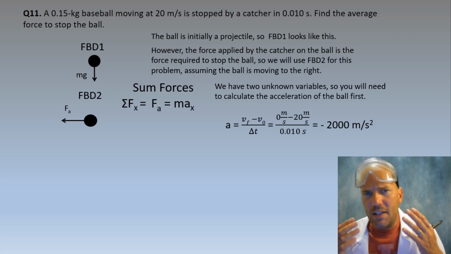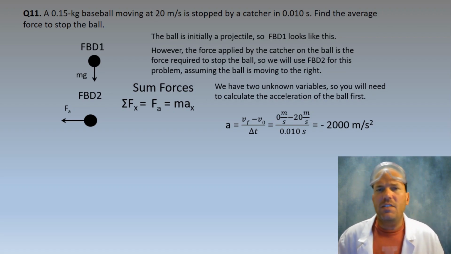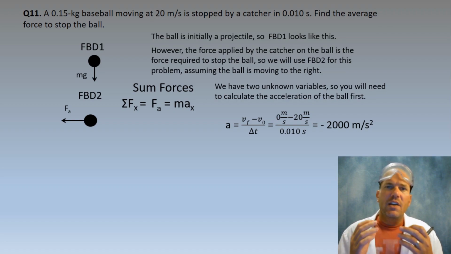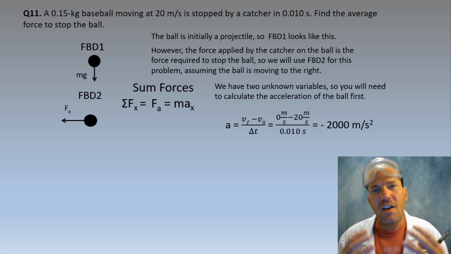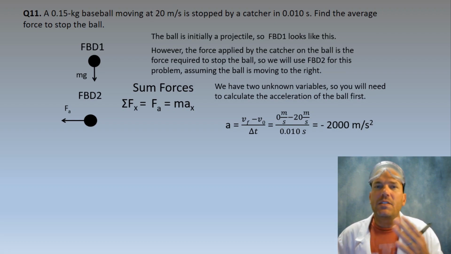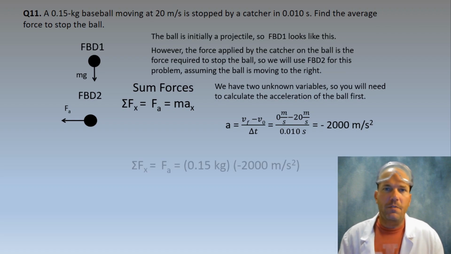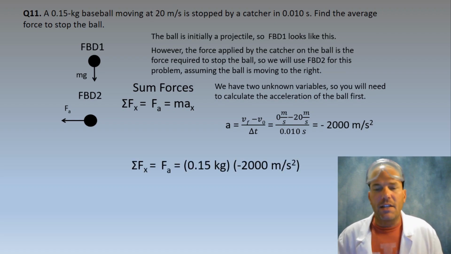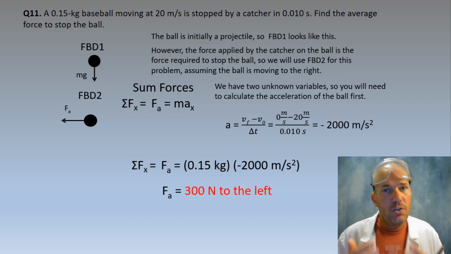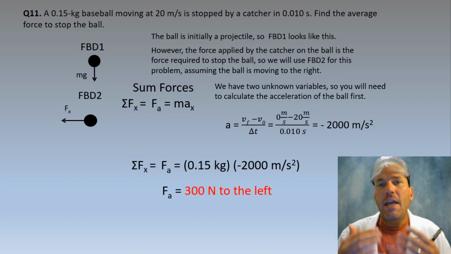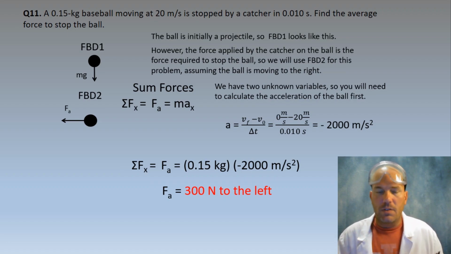We're given the change in time. So we get a negative acceleration of 2,000 meters per second squared, which makes sense. Look at the denominator, 0.01 seconds. This object goes from 20 meters per second to 0 meters per second in a fraction of a second. Now we know the acceleration, so let's plug that into our force summation. Keeping our signage, we get a final answer of the force applied is 300 newtons to the left, or we could say negative 300 newtons.